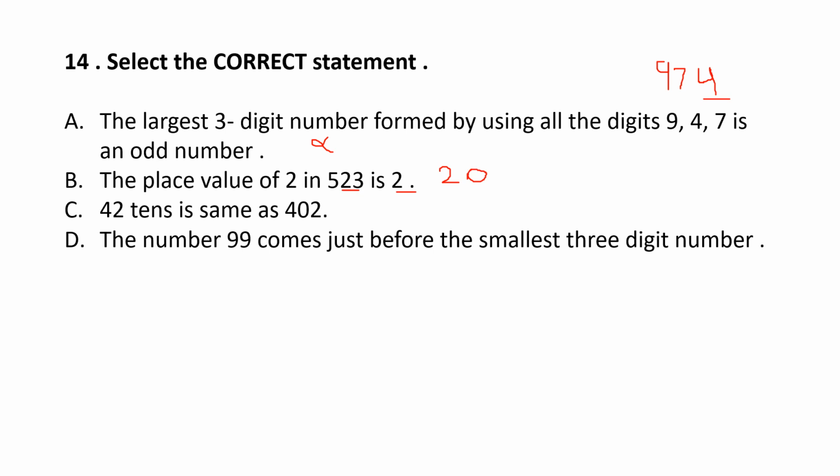Option C, 42 tens is same as 402. 42 tens is 420, not the 402. So this option is also incorrect. Our answer is option D. Let's check. The number 99 comes just before the smallest 3-digit number. The smallest 3-digit number is 100, and 99 just comes before this. Answer is option D is correct.